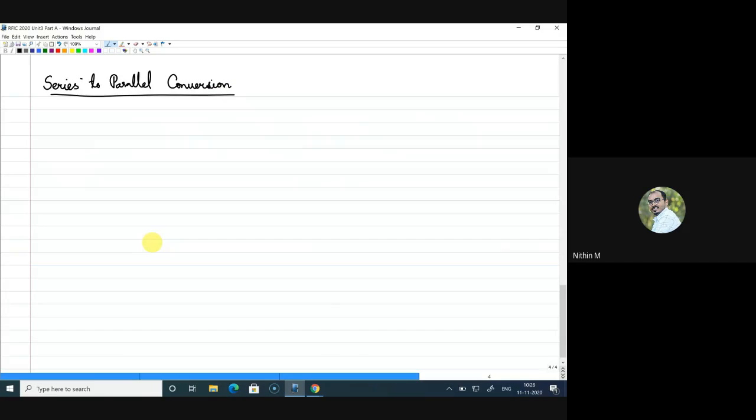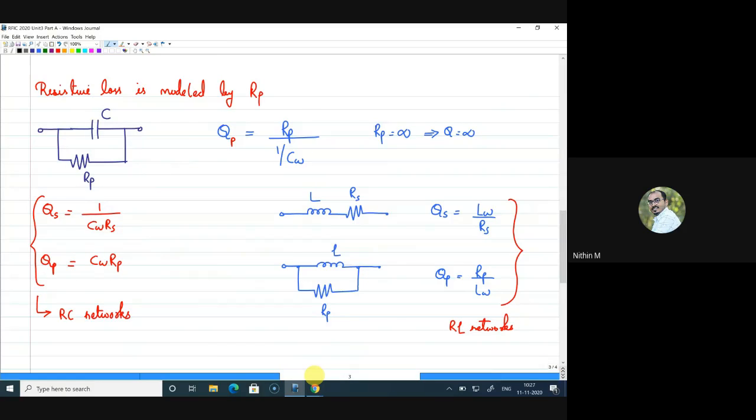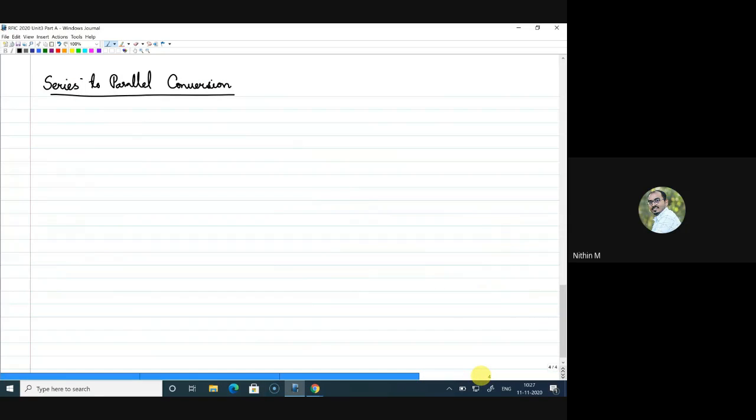The idea here is that I have a series RC circuit, and now I'm trying to find the equivalent parallel RC. Even though resistance appears in series with the capacitor, for better analysis in circuits we always consider the resistance as a parallel component. So in some cases we may need to convert the series RC into parallel RC or series RL into parallel RL. How we perform that conversion is what we are going to discuss now.